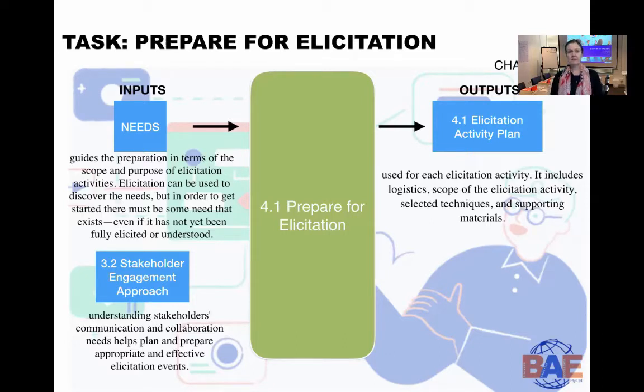Now, the other input that's actually quite important is the stakeholder engagement approach. And you remember in our previous knowledge area, business analysis planning and monitoring, we had a task, plan stakeholder engagement. And there was an output for that as well. Now, this is playing the role of an input into our elicitation preparation activities, because we need to understand the stakeholders' communication and collaboration needs. So it helps us to plan.